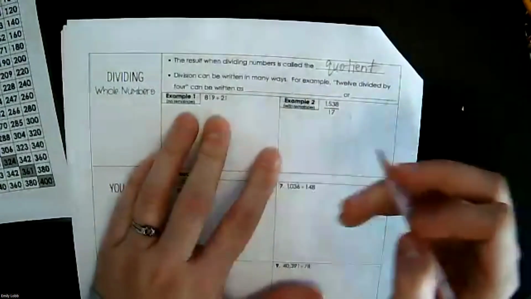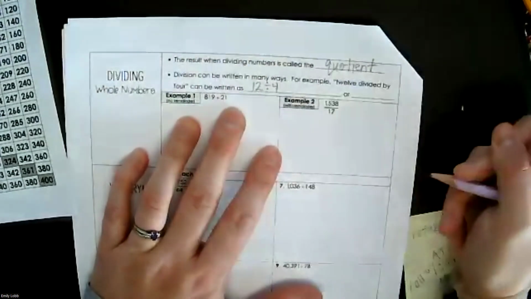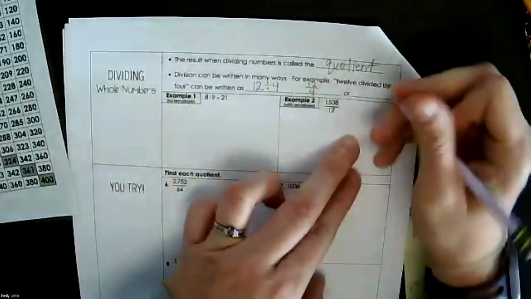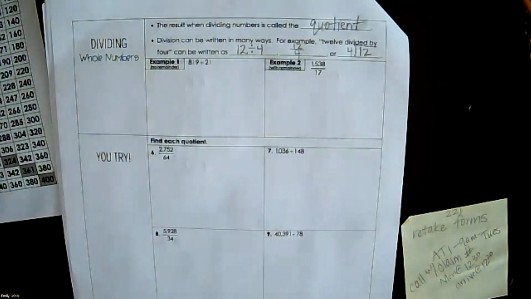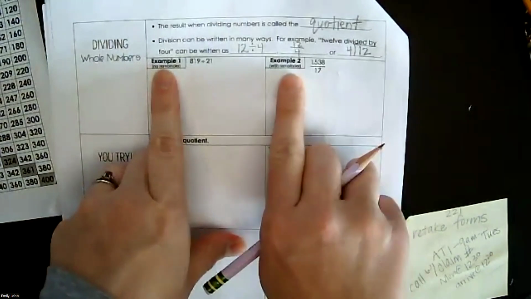Remember, 12 divided by 4 can be written as 12 ÷ 4. It can be written as 12 over 4. And it can be written as 4 into 12. All right, so you do need to know those. That's super duper important. You need to be able to recognize, when you see a fraction bar, that it means divided by. All right? So this one says no remainders. This one says with remainders.